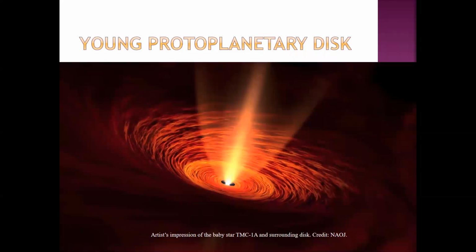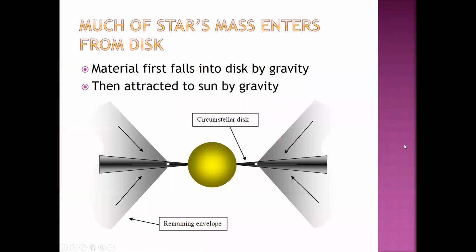This is an artist representation of a young protoplanetary disk with the disk thin near the star and thick far away from the star. Much of the star's mass enters from the disk. The material first falls into the disk by gravity and then is attracted to the sun by gravity. Centrifugal force would push it out, but viscosity in the disk causes the material to lose energy and fall into the sun or star.